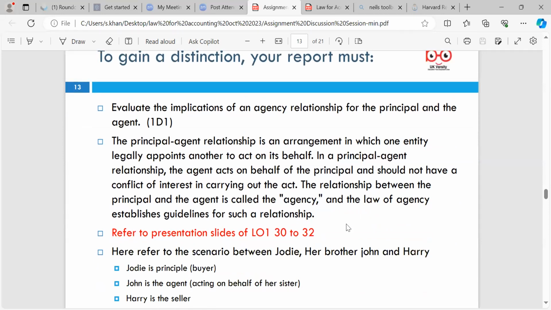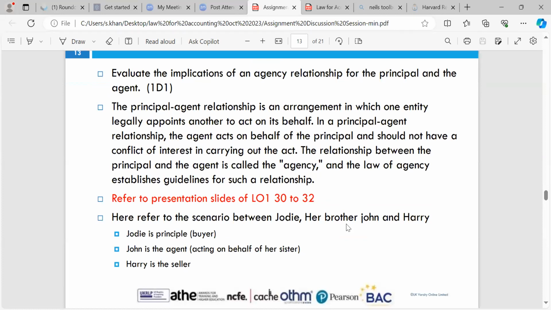The principal-agent relationship is an arrangement in which one entity legally appoints another to act on its behalf. In a principal-agent relationship, the agent acts on behalf of the principal and should not have a conflict of interest in carrying out the act. The relationship between the principal and the agent is called the agency, and the law of agency establishes guidelines for such a relationship.